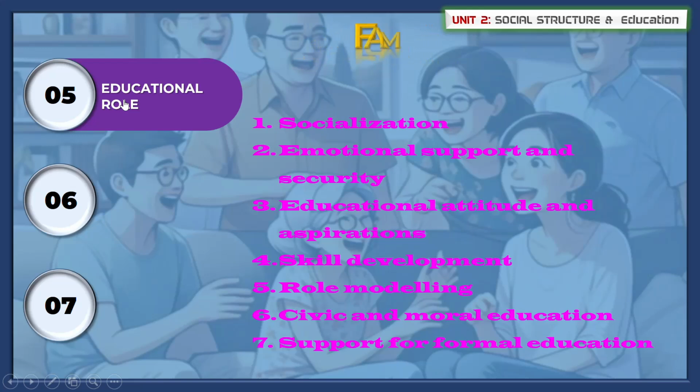First one is socialization, so values and norms. Families are the first agent of socialization, instilling core values, beliefs, and norms. Children learn what is considered acceptable behavior, ethics, and cultural practices from their family environment. Then, language acquisition. Through daily interactions, families facilitate language development, helping children learn to communicate and express themselves.